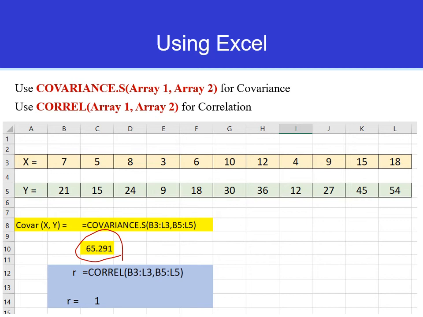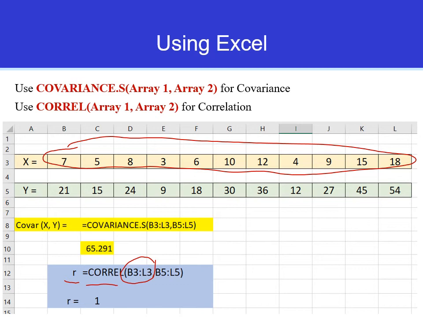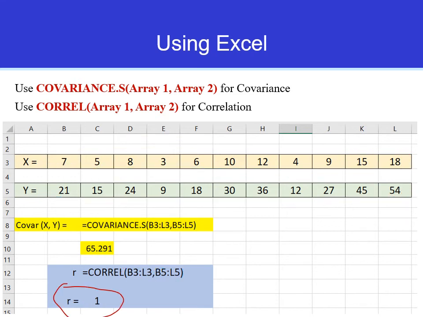The covariance is 65.291. Also, we can find the R, the coefficient of correlation. The function is CORREL, and we pick the same numbers: B3 to L3, comma, B5 to L5. We hit enter, and we get the correlation equal to 1. So the coefficient of correlation is 1. Very simple to do with Excel.